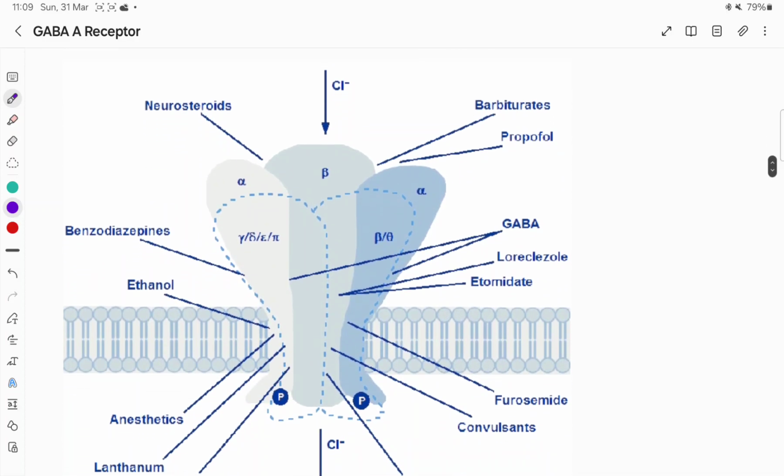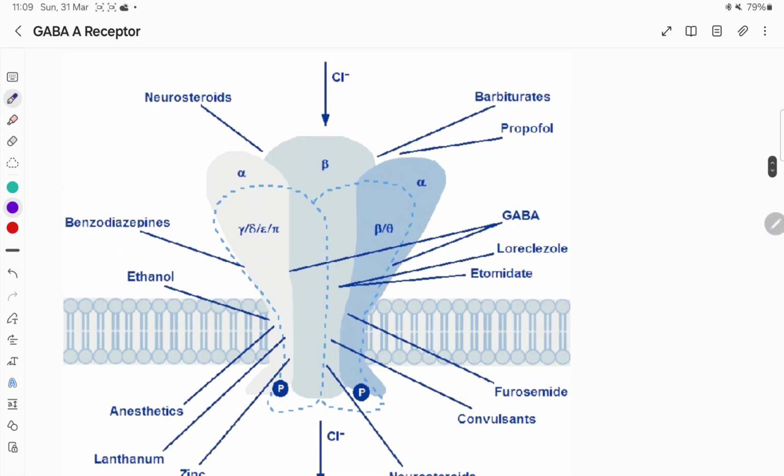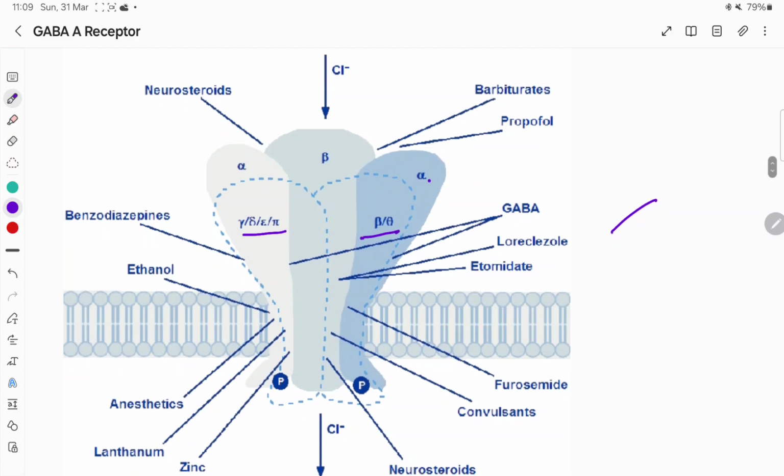So you can see here, 2 alpha subunits are there, 1 beta subunit is there, and the other 2 subunits: one subunit can be either from gamma or delta or epsilon or pi, and the other one can be either from beta or theta. So 5 subunits together form this ion channel, and these are the different sites, as we have discussed for all the drugs.